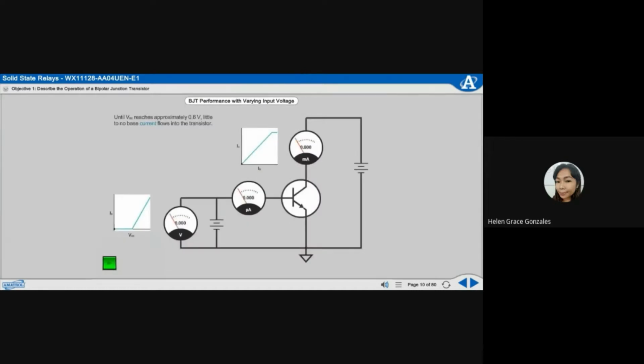Until V sub BE reaches approximately 0.6 volt, little to no base current flows into the transistor. Once V sub BE exceeds approximately 0.6 volt, the base current increases proportionally with V sub BE. A very small base current results in a much larger collector current. Once the I sub C reaches its maximum value, it does not increase even if I sub B continues to increase.